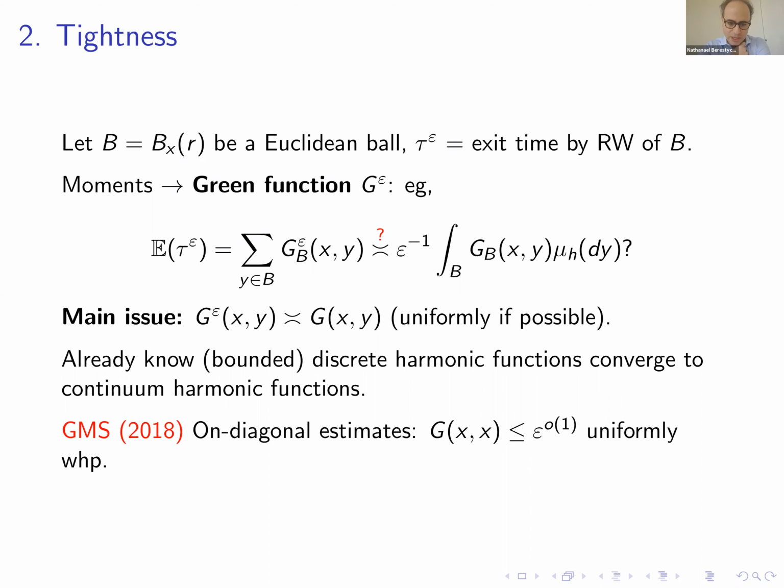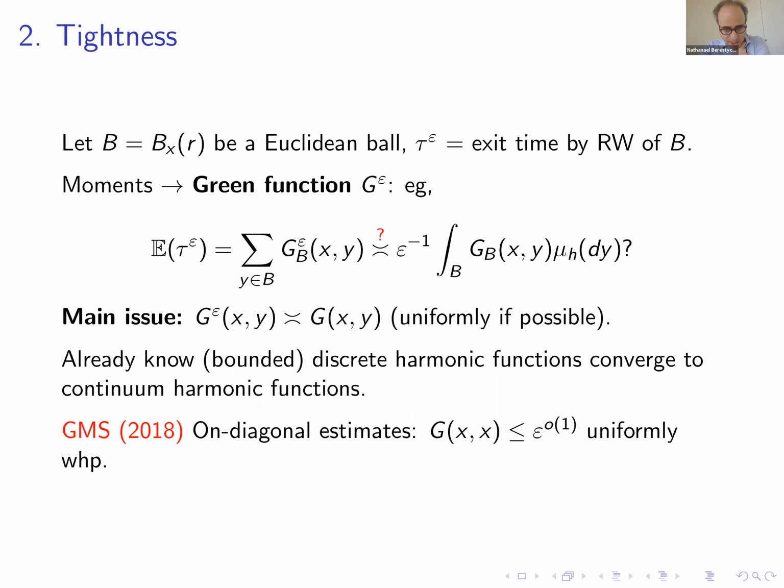And a priori, one way to control that is to control the moments of the time it takes to leave this region. And these moments, both the first moment, but also higher moments, are all given in terms of the discrete Green function. For instance, the first moment is obtained by just summing the discrete Green function in the region that you care about.